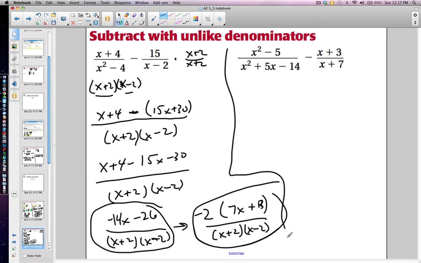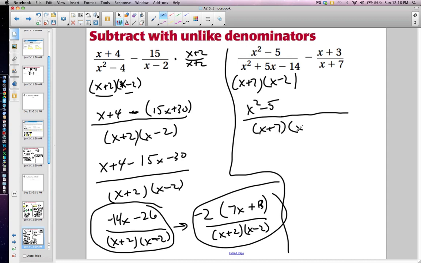One last example here. Factors of 14 that have a difference of 5, that would be 7 and 2. So this is x plus 7 times x minus 2. This is, again, the common denominator. See, this x plus 7 is a repetition of what I've already used. So I'll have x squared minus 5, and again, this is all going to be over x plus 7 times x minus 2. And over here I have to multiply it by x minus 2 over x minus 2.